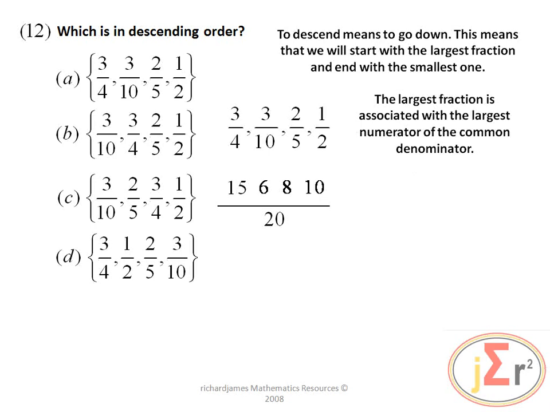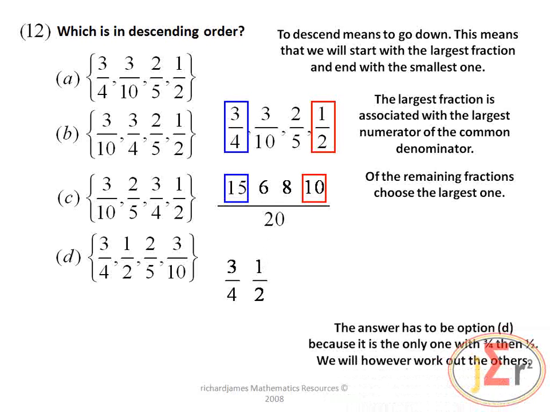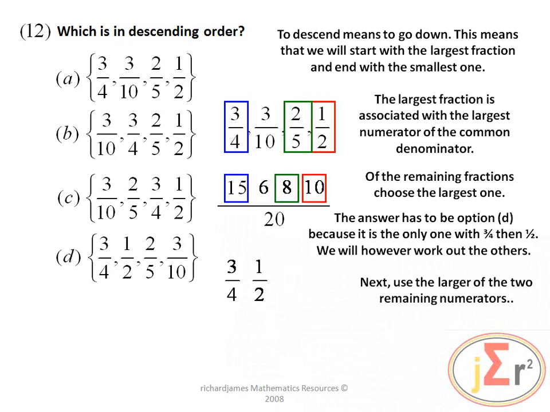Of course, to descend means to go down. This means that we will start with the largest fraction and end with the smallest one. The largest fraction is associated with the largest numerator over the common denominator. So this is the largest number, and it's associated with 3/4, so 3/4 should be the largest one. Among the others, the largest is 10, and it's associated with a half, so a half is next. Then between 6 and 8, 8 is larger, so 8 is associated with 2/5, so we write 2/5 there, and the other one will just go automatically down right there.